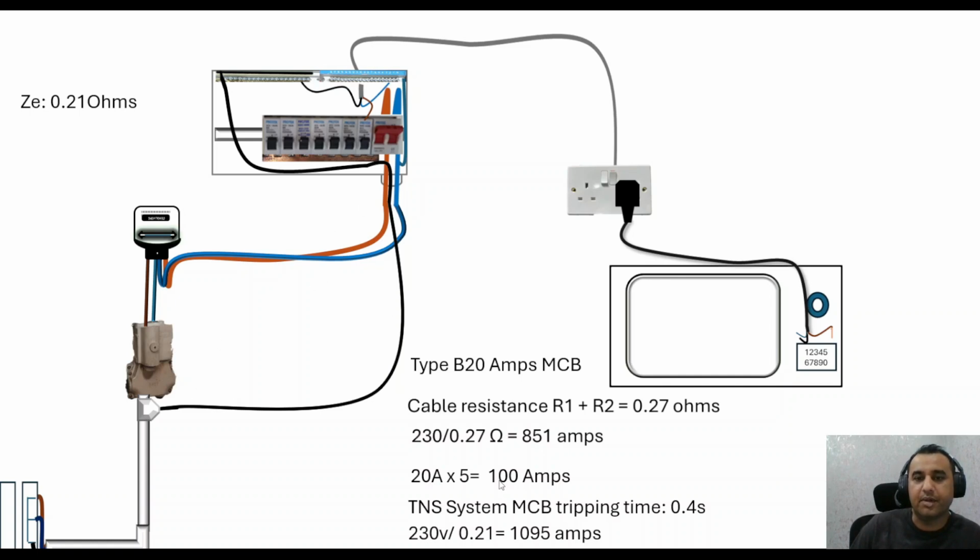There wouldn't be a problem because obviously this breaker only needs a maximum of 100 amps. It's probably going to be less than 100 amps, give or take. We say 100 amps, it will take to trip instantly within 0.4 seconds. So this should be okay. Obviously the system can handle up to 1095. There shouldn't be any problem.